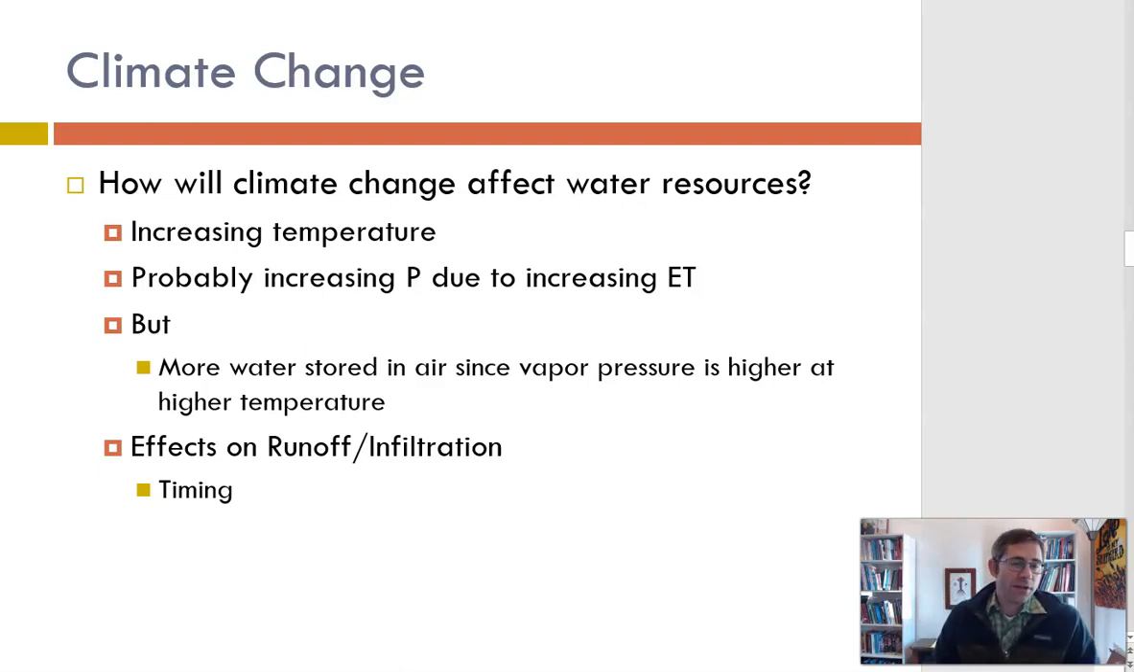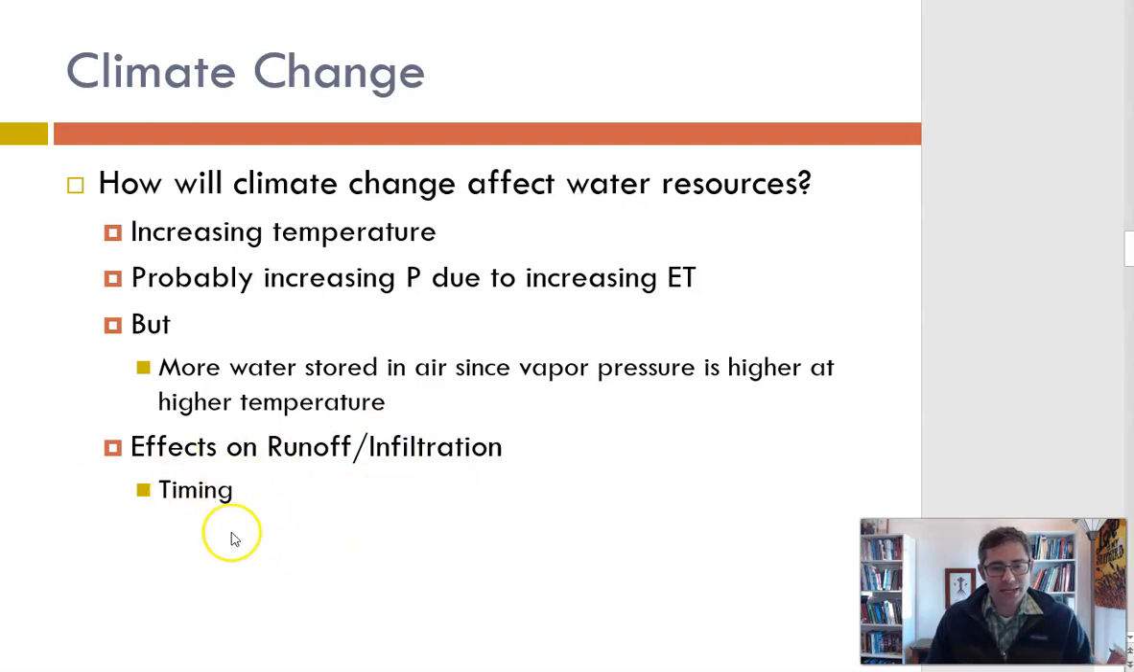And then we might have increasing precipitation because we have increased evapotranspiration when the temperature's higher. And that, therefore, according to the water cycle, if we have more evapotranspiration, we have more precipitation. But we can also store more water in the air since there's higher temperatures, so there's a higher vapor pressure, as well as the fact that we have increasing evapotranspiration, which means our demand for irrigation is higher. And so when that precipitation falls and where it falls is really important. And this, again, comes down to effects on runoff and infiltration and timing.